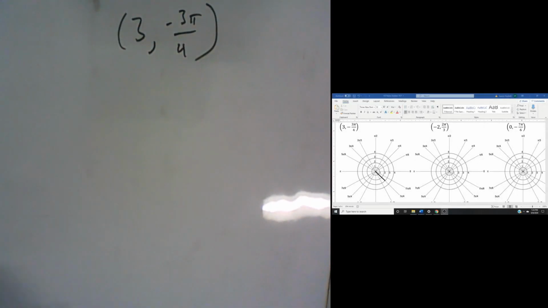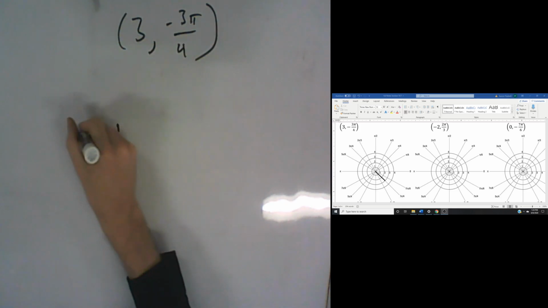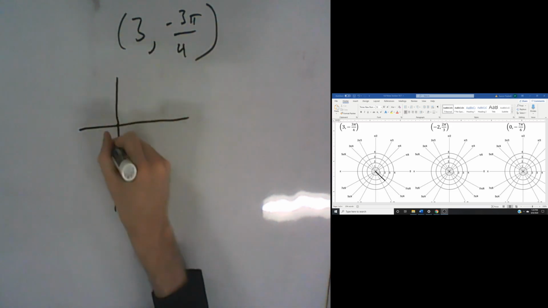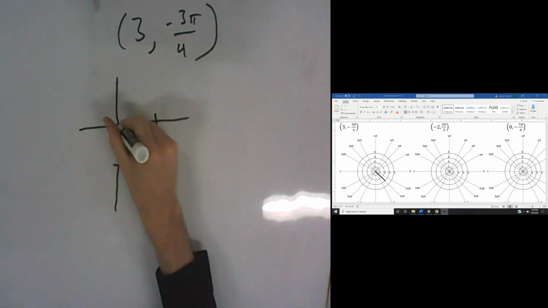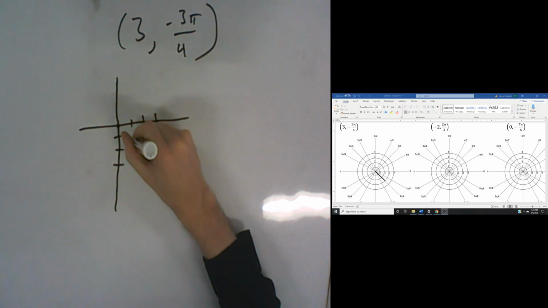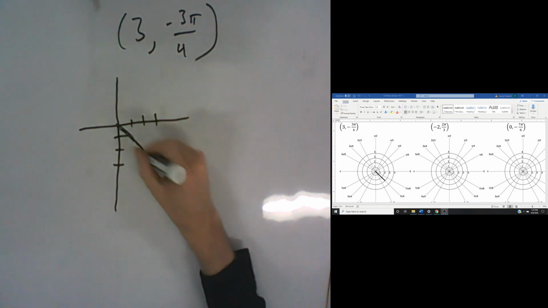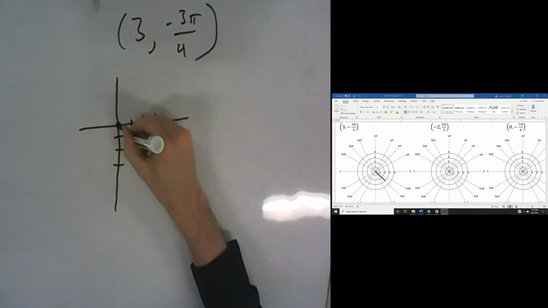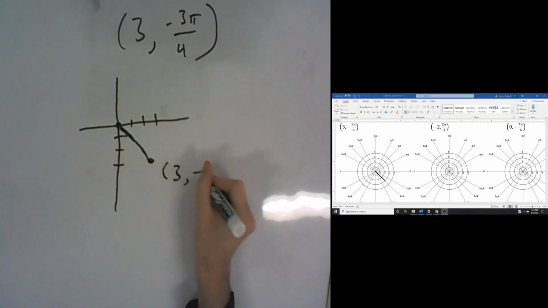Okay, so we have this. Now the way I would do it, 1, 2, 3, 1, 2, 3. And so this is going to be about a 45-degree angle. Should be about right here. Sorry about that. So it'll be here and here. Okay. So this would be our 3 comma negative 3 pi over 4.